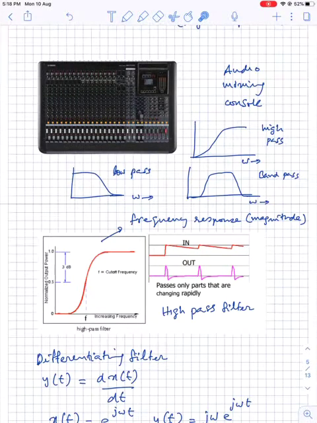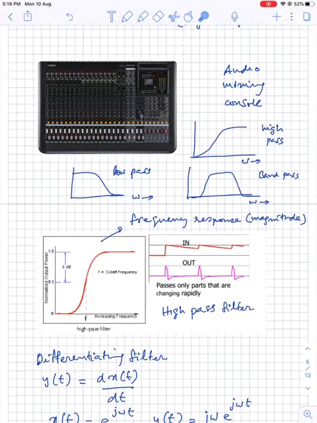Fine. So this is the output. This is shown in time. Remember that this representation is in time. We are showing the signal with respect to time, and this is the frequency response, which is shown with respect to frequency. So this is in the frequency domain. It's just two different views.